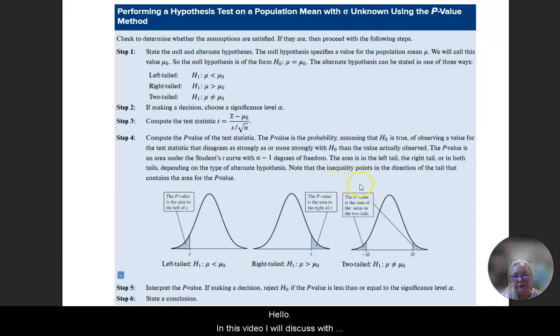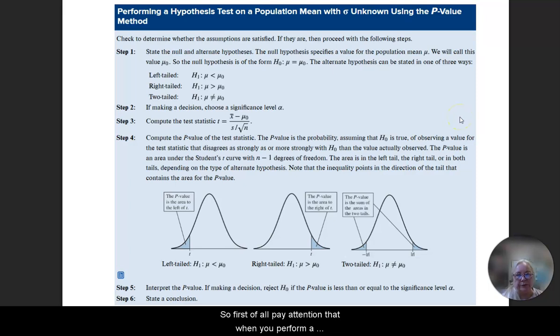Hello. In this video, I will discuss with you guys performing a hypothesis test on population mean with population standard deviation unknown using the p-value method. This video is for you to understand how to apply a TI-84 calculator when you need to perform a hypothesis test. We are not using the tables or other types of calculators unless you learn how to do so on your own, but it's not a requirement of our course.